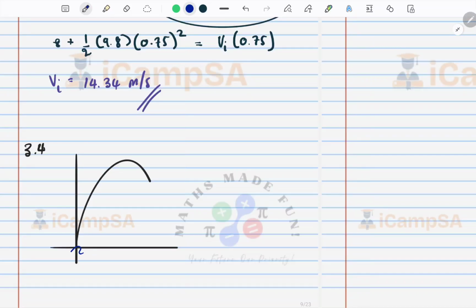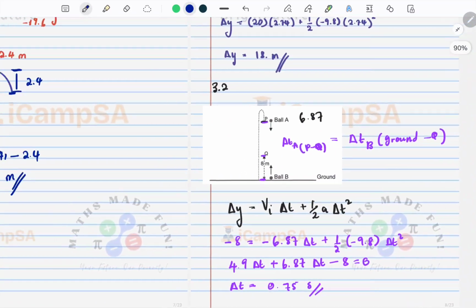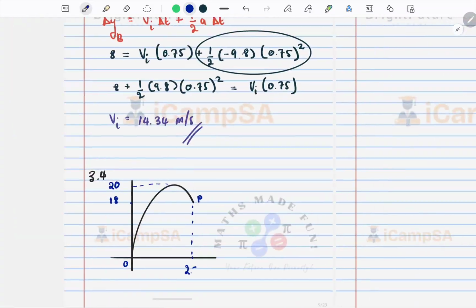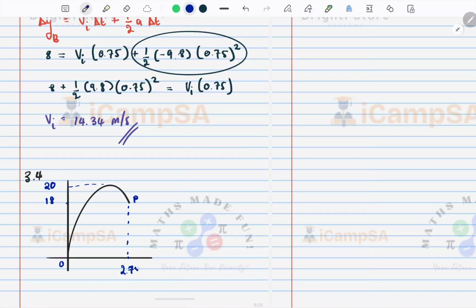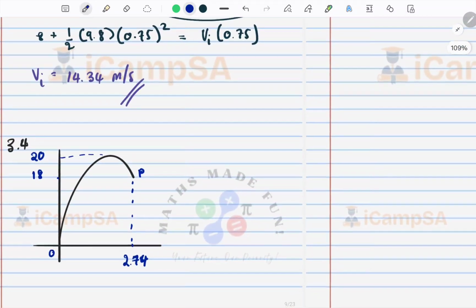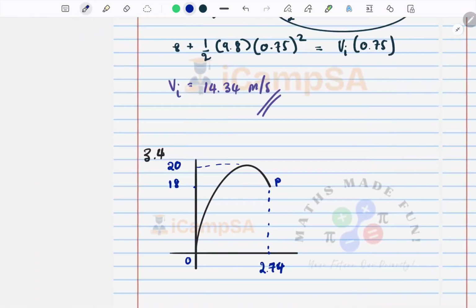If we were to label it, we've got a 0 here, we've got your 20 here that we calculated, even though they said they don't need it, but we have it. And then here you're going to have your 18, which is your point P. Okay, this is your point P here. Then you can have the time for point P. For point P, you had 2 point, how much? What was it, 2.74? Okay, 2.74 seconds for point P. Okay, this is what they said they want.